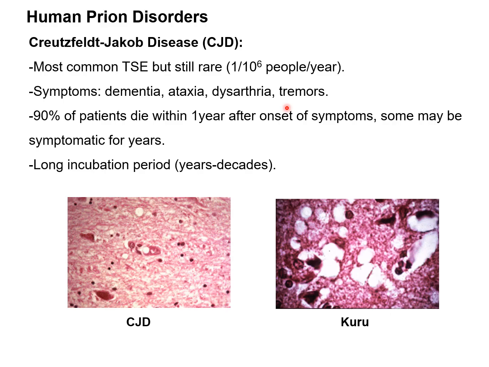Now, these are the histological sections I had promised. This is a CJD. You'll see the pore here. And Kuru, it's more spongiform. You're seeing these blank spaces where the amyloids were.